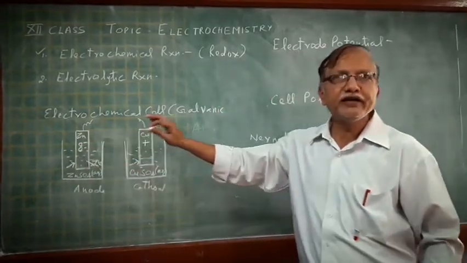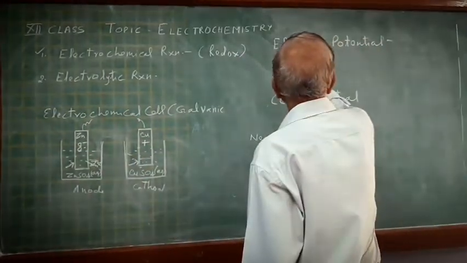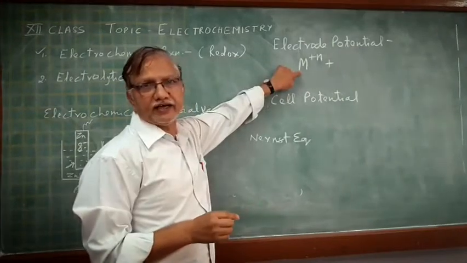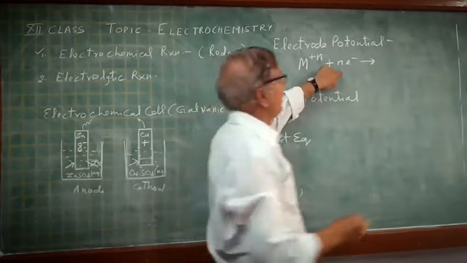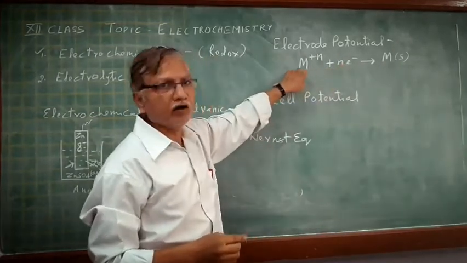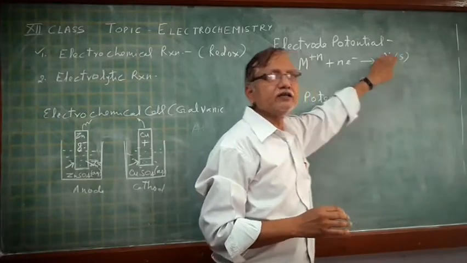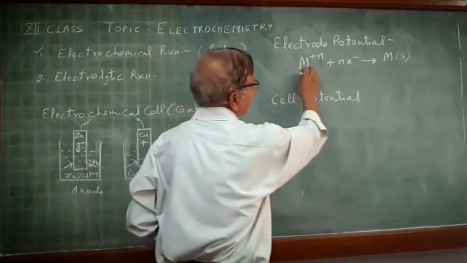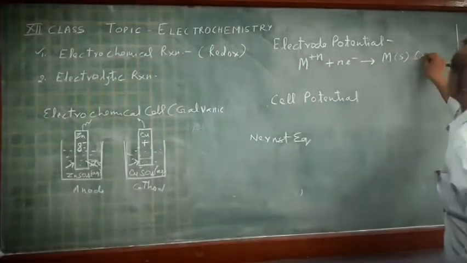Any metal rod dipped in its metal solution is a particular electrode, and it is represented in a simple way. Any metal ion M^n+, if it undergoes reduction, gains n electrons and converts into solid metal. This is an electrode reaction. Similarly, if a metal electrode undergoes reduction, it is called a cathode reaction. This is the cathode.